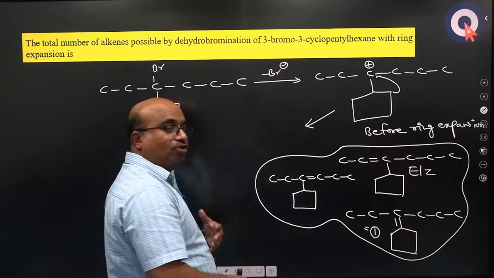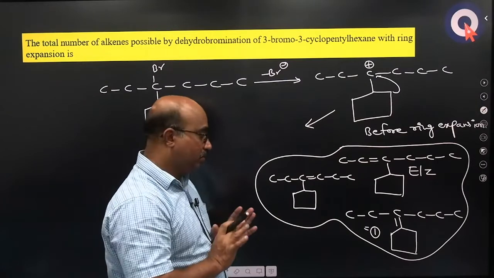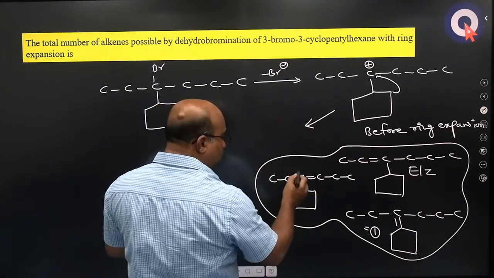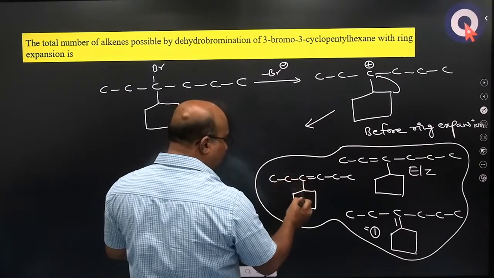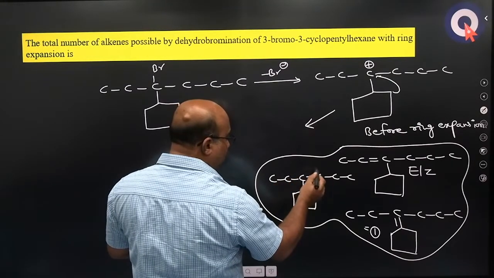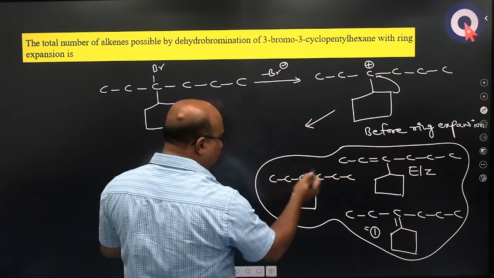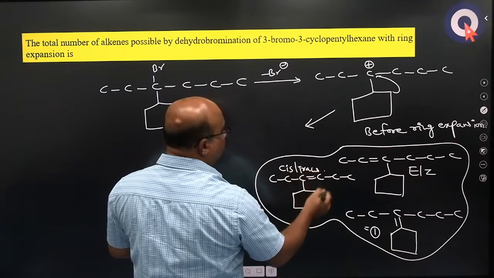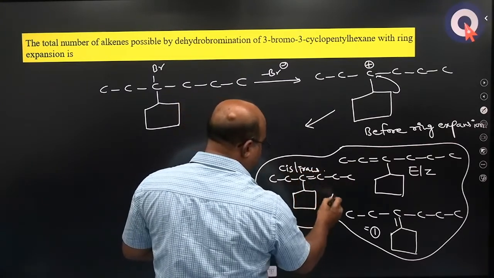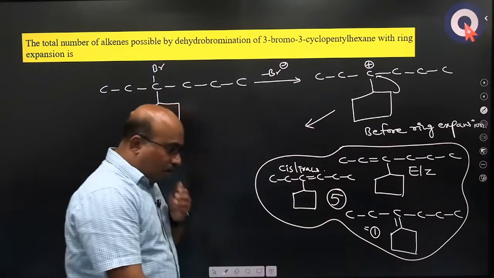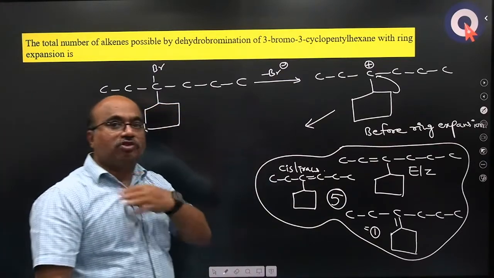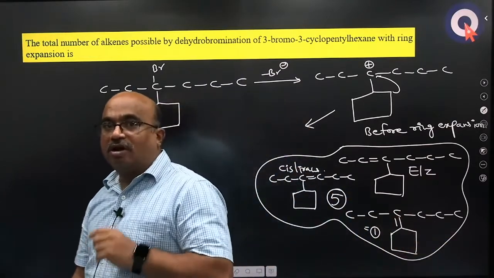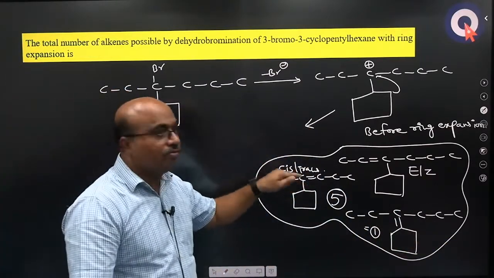But anyhow, they asked through ring expansion for us. That we will see later. Do we have any possibility in this? So this carbon has C2H5 and isopentyl. This carbon has hydrogen and ethyl groups. So ethyl and ethyl, so you can have cis-trans in this. So how many are we getting before that itself? 5. If they ask all possible, you have to count even this.